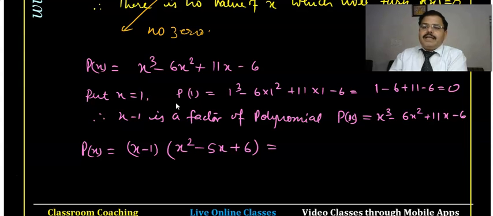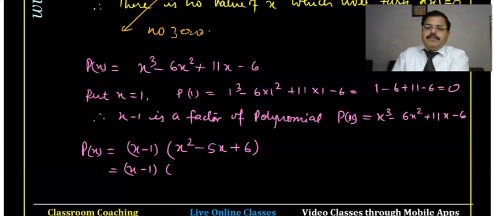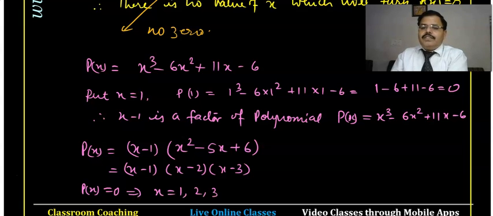Now this further can be split into x minus 1 and, let me write here only, x minus 1. If you divide further, this can be split as x minus 2 and x minus 3. Similarly, if p(x) is equal to 0, this implies x is equal to 1 or 2 or 3. So there are 3 zeros.